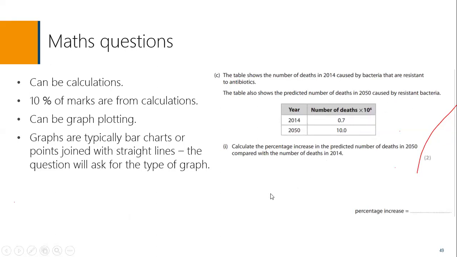So this is a typical maths question. 10% of the marks on the paper will be from calculations. This can include graph plotting. And the graphs are typically bar charts or points joined with straight lines. The question will tell you which type of graph it is. Lines of best fit are not required unless the question specifically says. The points need to be joined.